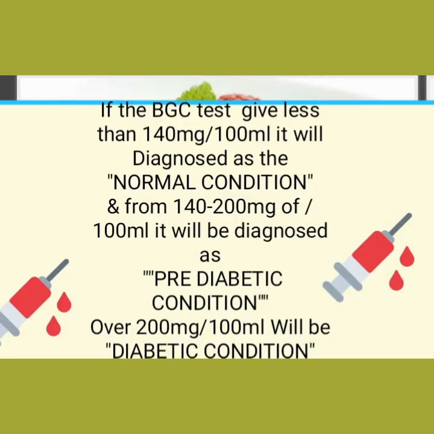So if the BGC test gives less than 140 milligram per 100 ml, it will be diagnosed as the normal condition. And from 140 to 200 milligram per 100 ml, it will be diagnosed as the pre-diabetic condition. Over 200 milligram per 100 ml will be a diabetic condition, meaning the person is suffering from diabetes mellitus.